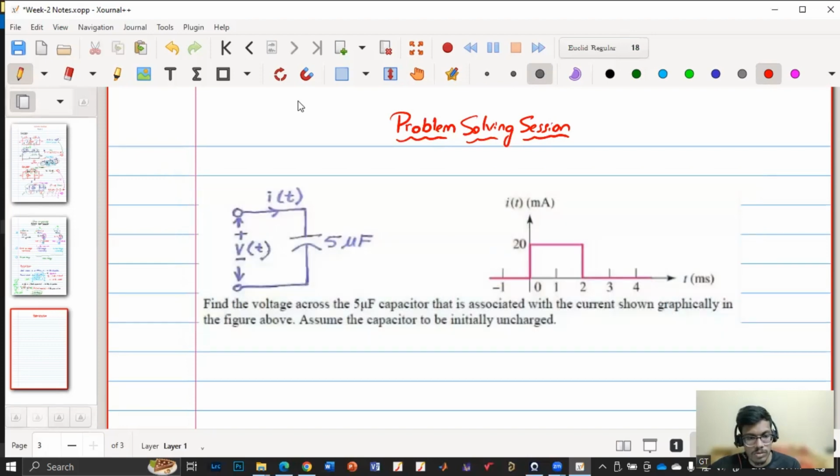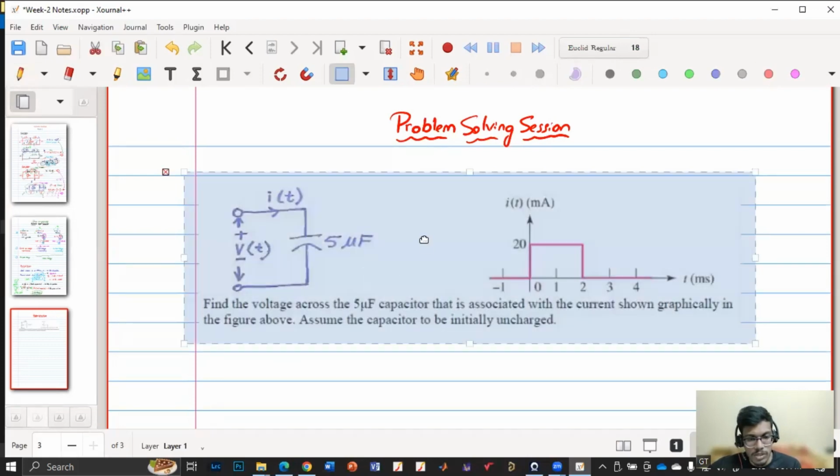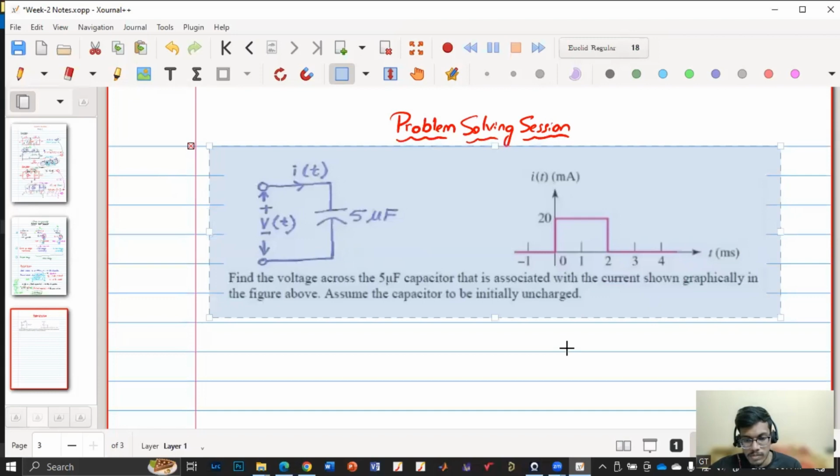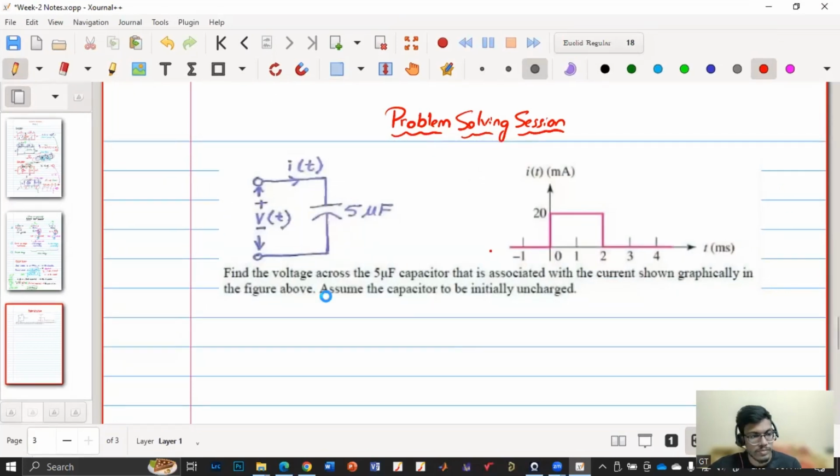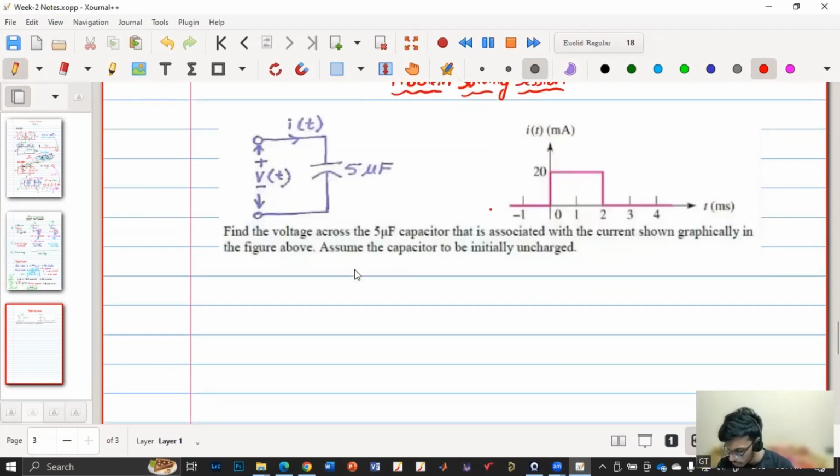Okay, so this is the question that we have copied from there. It says: find the voltage across the 5 microfarad capacitor if the current is associated as shown in this figure. So this is the capacitor current i of t. So this is question 1.